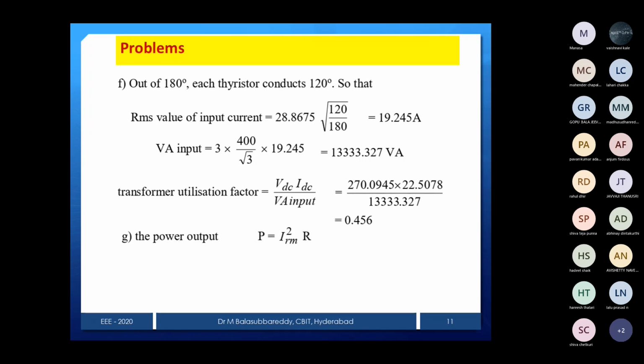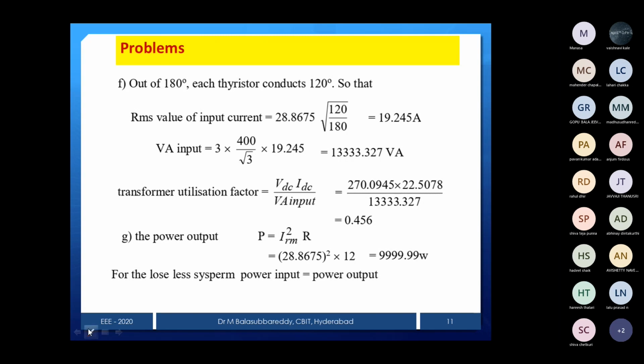After that, power output is IRMS square into R or VRMS square by R, anything you can use. This will give the power output. Then, input is equal to output, because let us assume that losses are neglected. In that case we'll get power input equal to power output, and that will give the power factor. You can see that power input is equal to output, VRMS into IRMS, and since input is equal to output, into cos phi. This is the power expression, and cos phi is equal to this. So that will give the power factor.